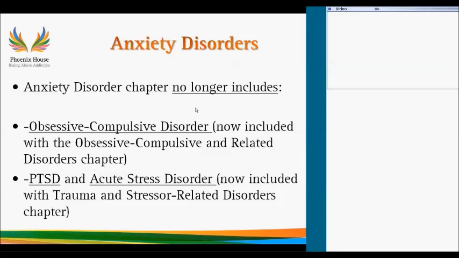But I do want to highlight that it is a separate chapter, and that is a chapter that includes a very new diagnosis of hoarding, which a lot of people have had questions about. The other omission from the anxiety disorder chapter is PTSD and acute stress disorder. PTSD now has its rightful place in its own chapter.